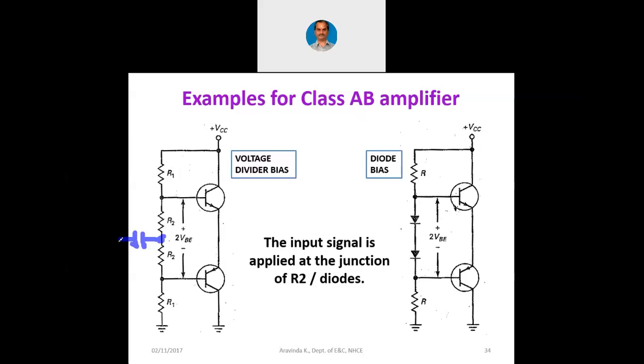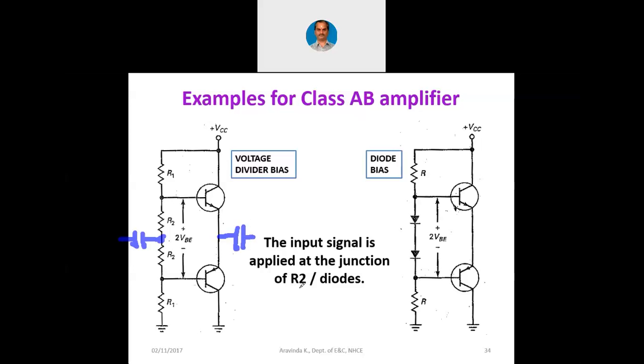Now when we apply the input signal, when the positive cycle is there, gradually the upper NPN will turn on, and when the negative cycle is there, gradually the PNP will turn on. At that time NPN will be off. So we can take the output here at the junction. At the point where emitters are connected, we can take the output by connecting a coupling capacitor there. So the input signal is applied at the junction of R2.